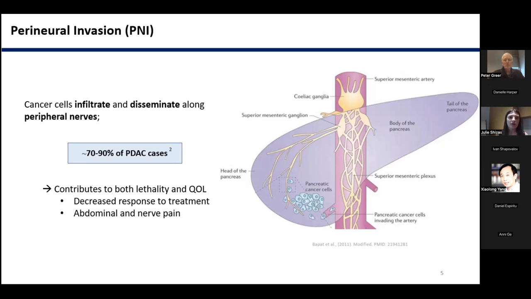Then another aspect that I want to bring up that's often overlooked is that it actually causes extreme abdominal and nerve pain in these patients. So unfortunately, for the limited amount of time that they are alive, they experience quite a bit of pain that is often treated with opioids. So this underscores a need to not only find treatments to halt perineural invasion to increase treatment responses, but also just to address the quality of life in these patients.